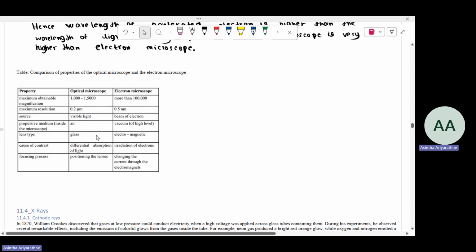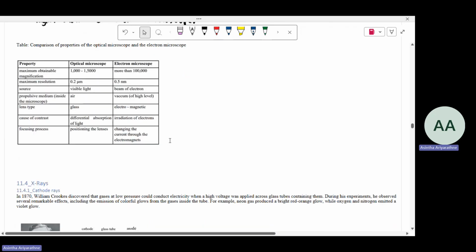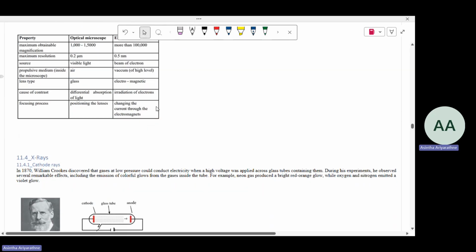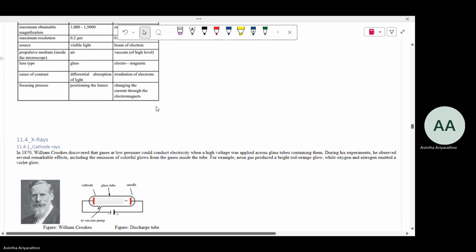Lens type: glass and electromagnetic. Contrast comes from differential absorption of light, and irradiation of electrons. The focusing process happens in the lens by changing the current to the electromagnet. By changing the current to the electromagnet, the strength of the electromagnetic field will be changed. So accordingly, the focusing process happens.